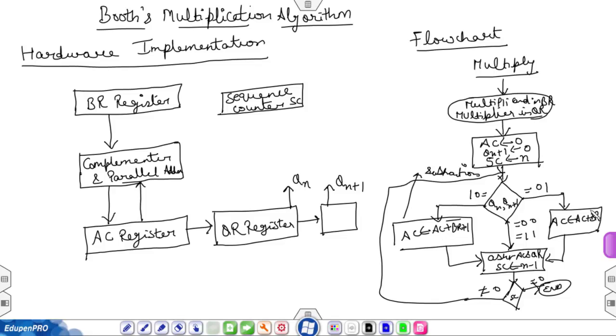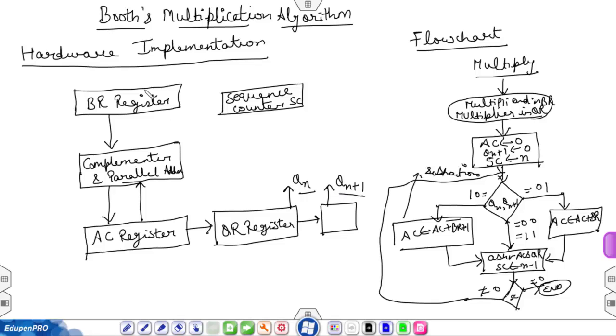This algorithm is similar to the previous multiplication algorithm, except the registers A, B and Q are here named as AC register, BR register and QR register. One more additional flip-flop is used here, that is QN plus 1. Here double bit inspection will be done. The last bit in the multiplier and QN plus 1, both bits will be checked for the multiplication operation.